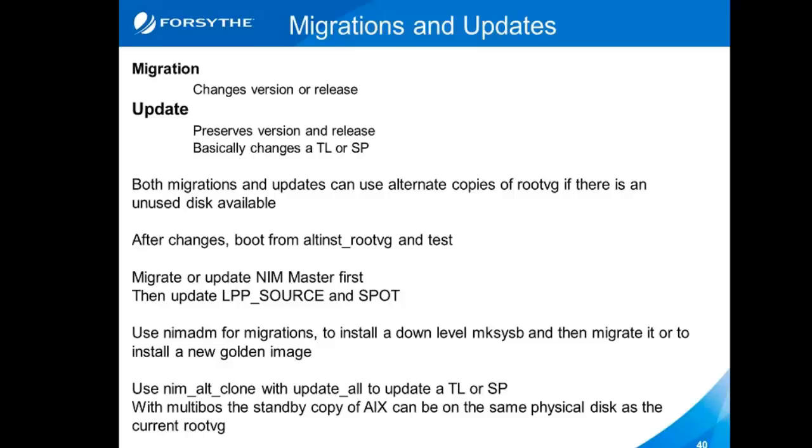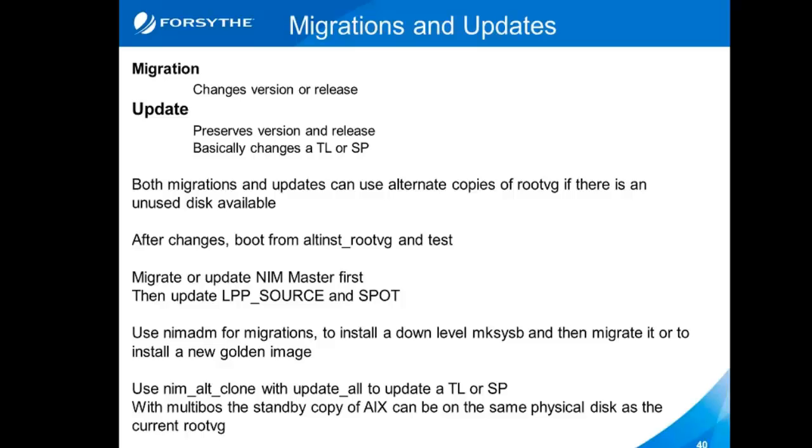You can use NIMADM to do migrations, to install down-level MakeSysBs, and then to do this migration or install golden images. There's also a NIM Alt Clone, which allows you to do updates of TLs or SPs. And then there's something called multibos. With alternate disk install, I have two disks. I have the one I'm running on, and then I have the disk that I'm actually putting the new copy on. With multibos, what I can do is have that second copy of AIX on the same physical disk.